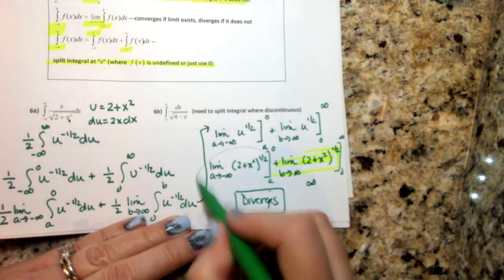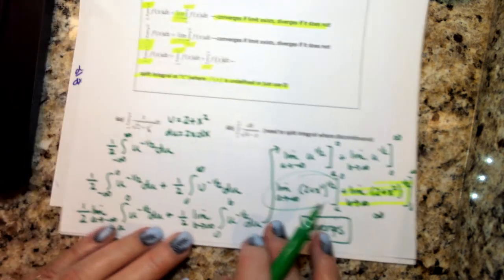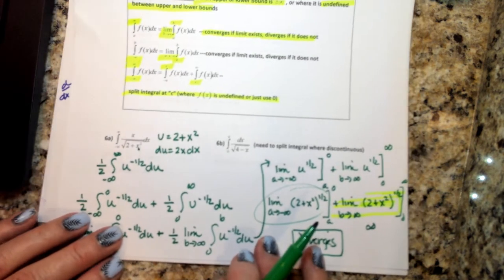So I don't even need to worry about calculating the limit of this particular one. So that's how, remember, when you're dealing with an improper integral where your bounds are negative infinity and positive infinity.